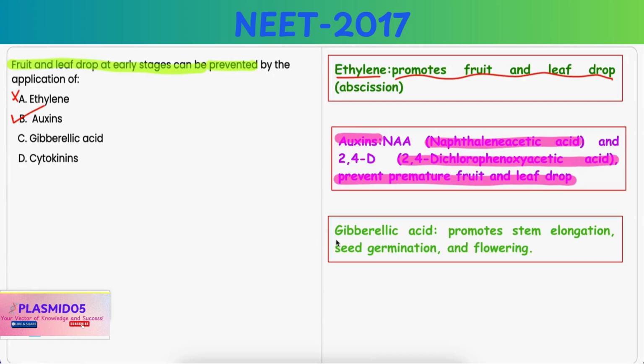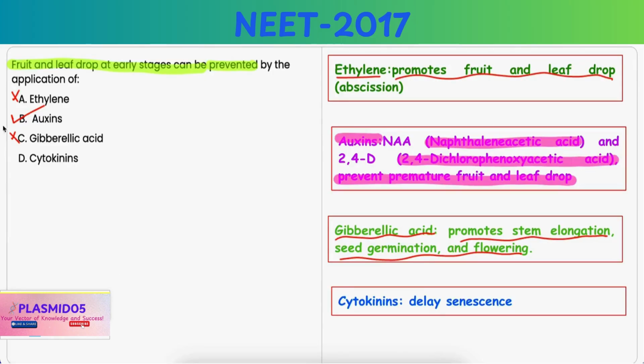Option C, gibberellic acid. It is incorrect because gibberellic acid promotes stem elongation, seed germination, and flowering, but it is not effective in preventing fruit and leaf drop. Option D, cytokinins. It is also incorrect because it delays senescence by promoting cell division, but they are not very specifically effective in preventing fruit and leaf drop.